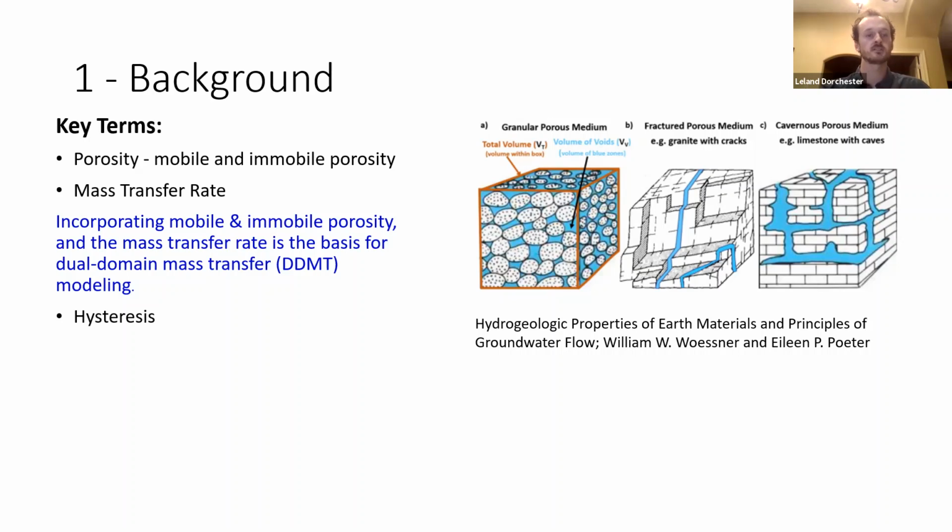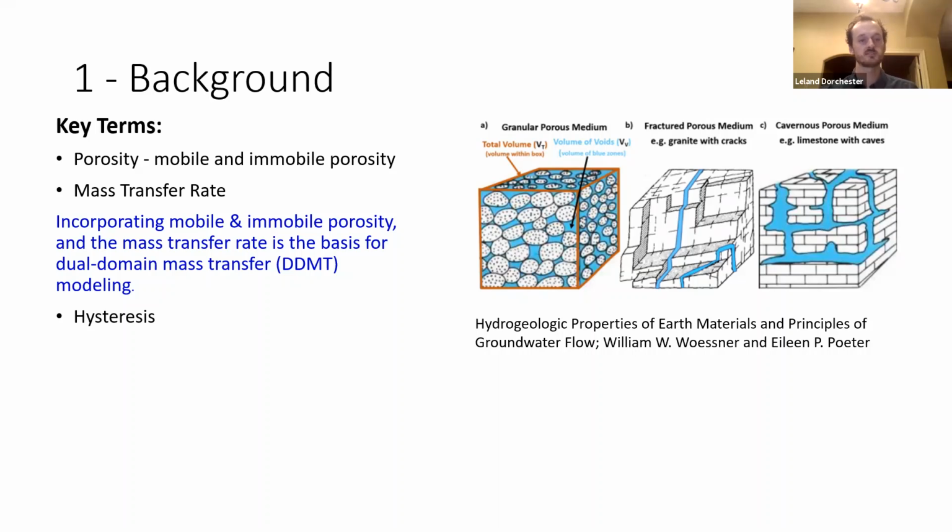And the mobile porosity can just be defined as the fraction of rock which easily transmits solutes or groundwater through a groundwater system. And the immobile porosity can just be defined as the fraction of rock which does not easily transmit solutes in a groundwater system.